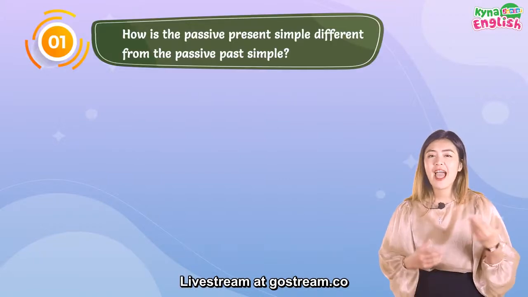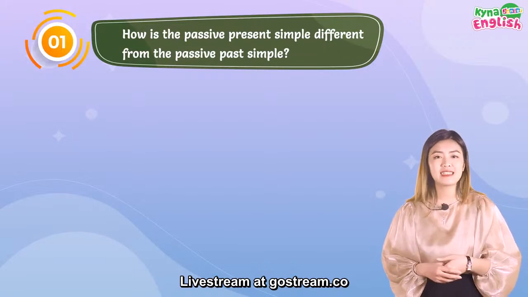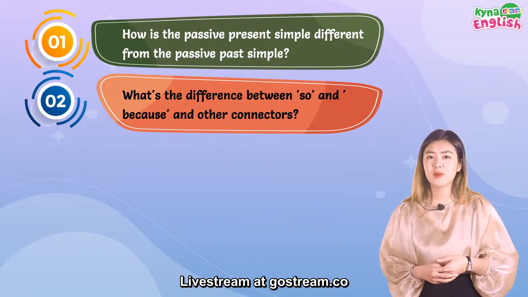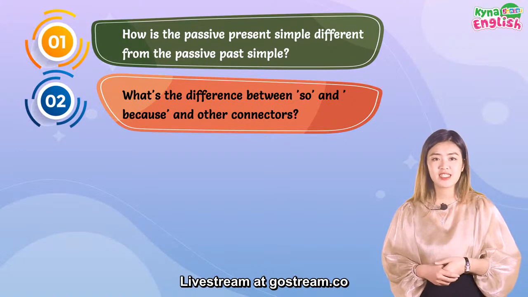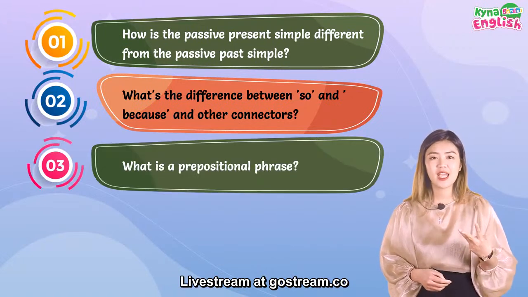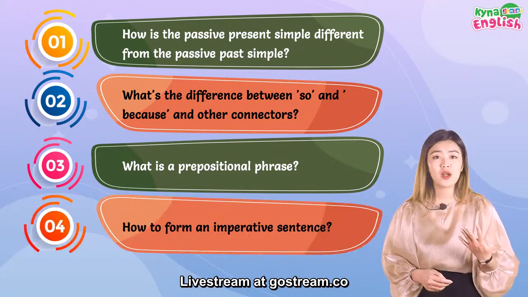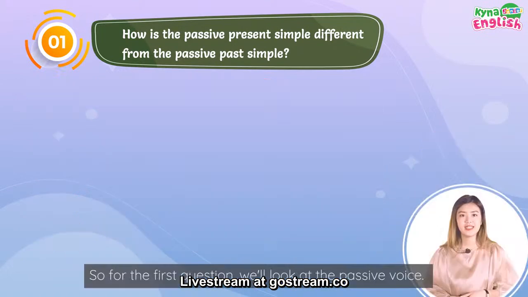Number 1, how is the passive present simple different from the passive past simple? Number 2, what's the difference between so and because, and are there other connectors? Number 3, what is a prepositional phrase? And number 4, how to form an imperative sentence. So, for the first question, we'll look at the passive voice.